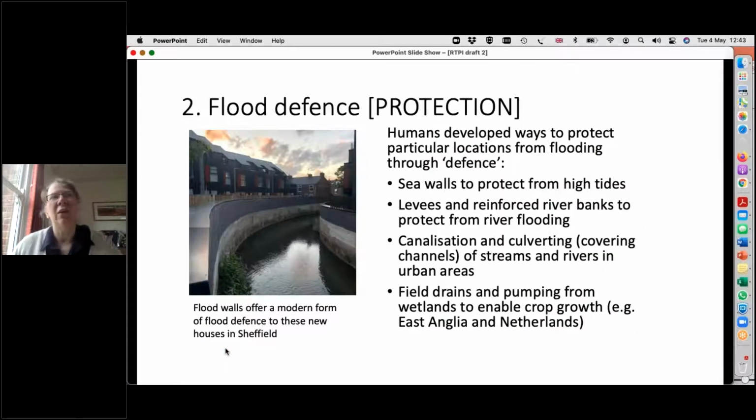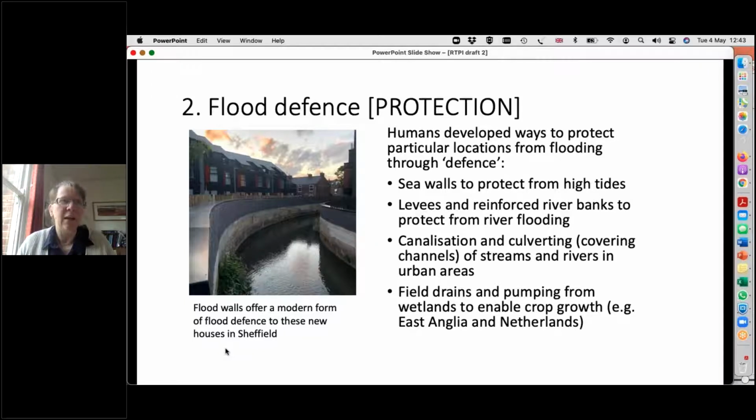So moving on then to the 19th century approach and the 20th century approach. Flood defence basically sought to protect ourselves from flooding through developing particular locations that would be flood-free. So for example, the use of sea walls to protect from high tides, levees and reinforced riverbanks, such as that shown in the photograph, to protect from river flooding, canalisation, you could say that's also shown in the photograph, and culverting, which is the covering of channels of streams and rivers in urban areas.